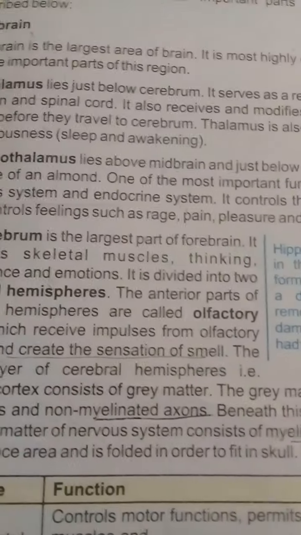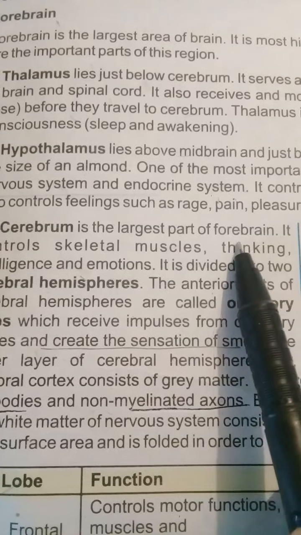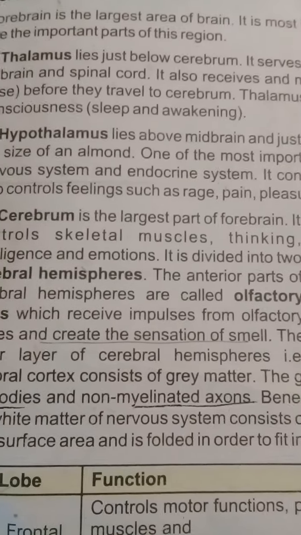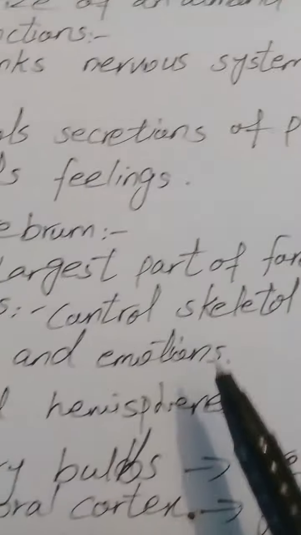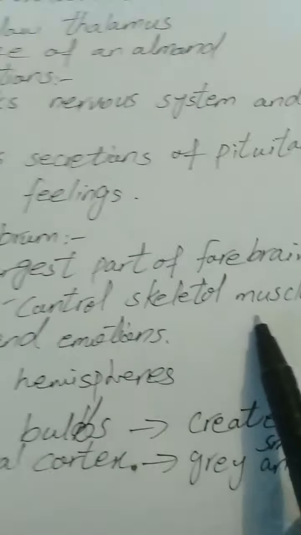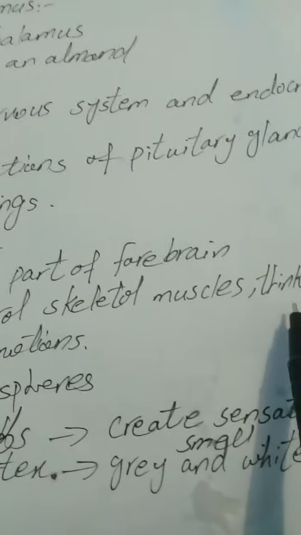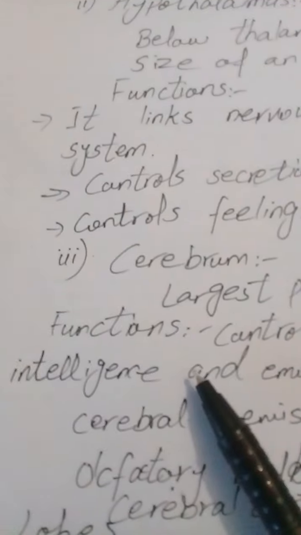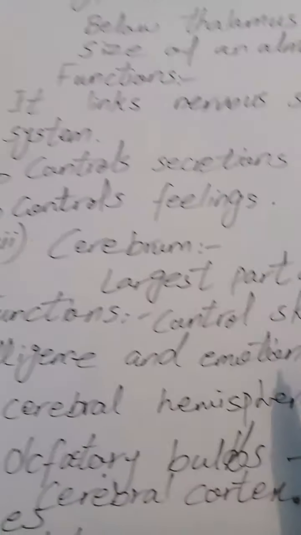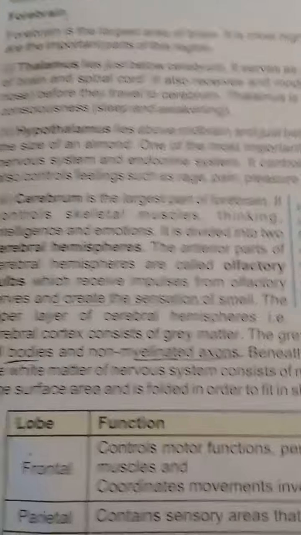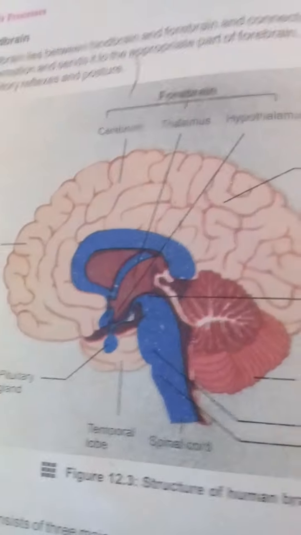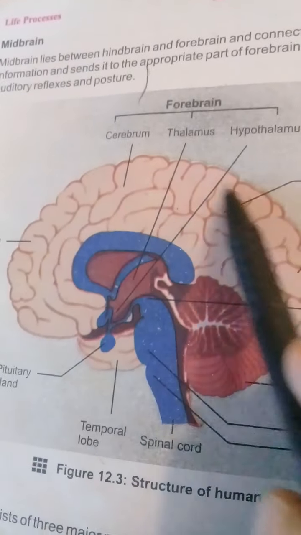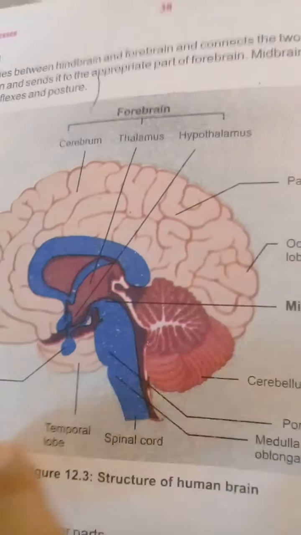The third part of the forebrain is cerebrum. It is the largest part of the forebrain. The major functions of the cerebrum that I have noted down are here. It acts as a control center for skeletal muscles, and it controls the thinking, intelligence and emotions of the brain. Let's explore its position. This is the cerebrum, the largest part of the forebrain.